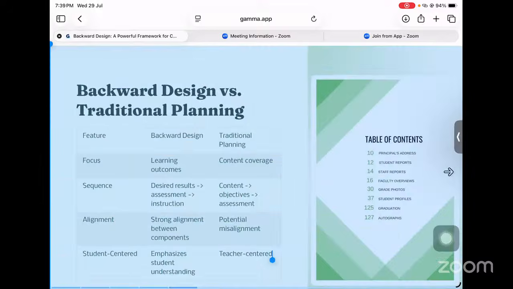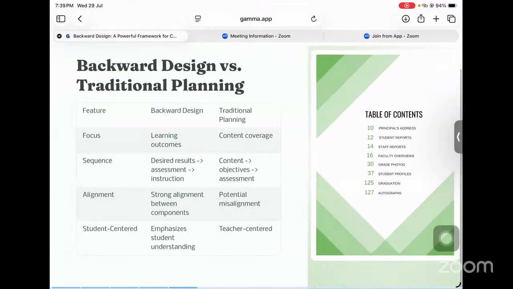Now, what is the difference between backward design and traditional planning? If you look at the focus in backward design, the focus is your learning outcomes. Whereas in traditional planning, earlier when you used to plan, it used to be the covering up of your content. How much content can you cover? That would be the focus.